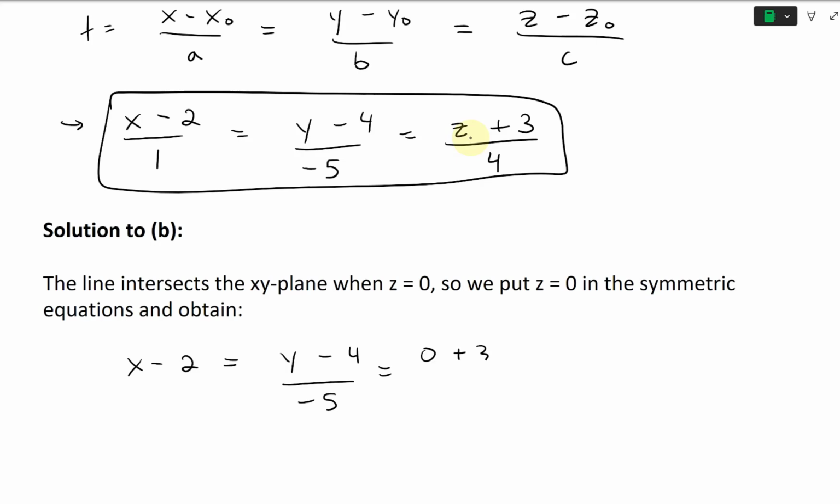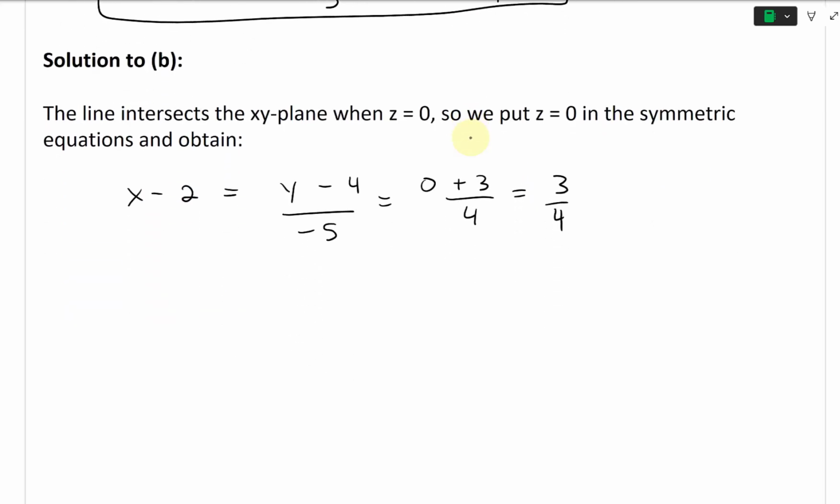0 plus 3 over 4. Well, again, this just equals 3 over 4, like that. Yeah, so then we solve it for each one. So we'll have x minus 2 is equal to 3 over 4. And then move this 2 over to this side. We'll get, well, plus 2.